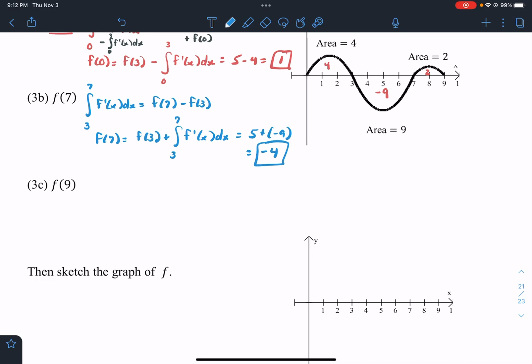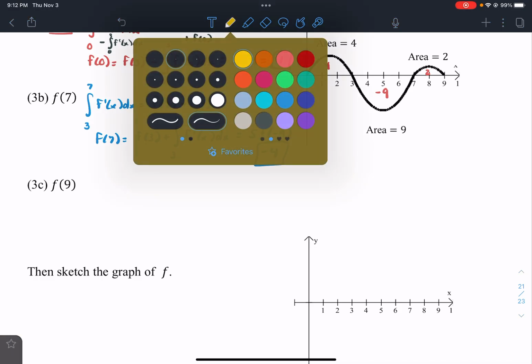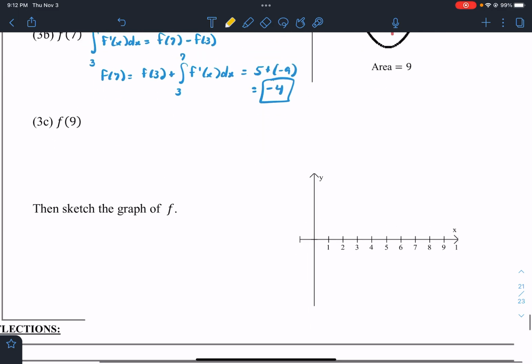And then we're going to do f of 9, and we're going to make sure we include all the pieces. So for f of 9, I'm going to go back to 3 because 3 was the given piece. And I'm going to integrate f prime, and I'm going to get f of 9 minus f of 3. So I'm going to move that f of 3 over to the other side. Let me do this correctly. I'm going to put the f of 3 on this side just to make sure that I can see everything clearly.